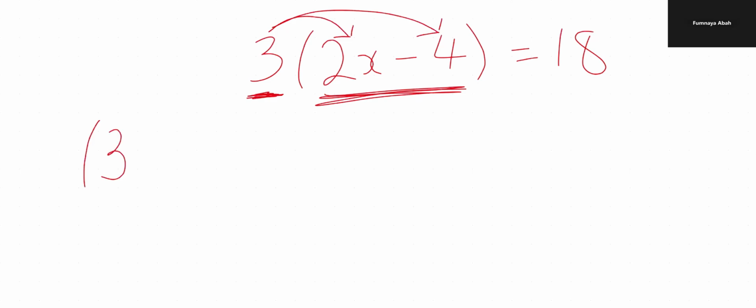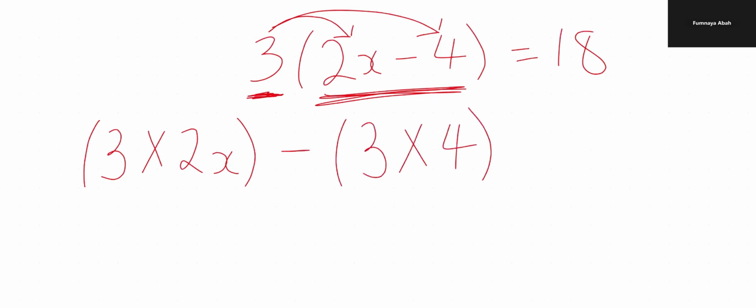So we can say 3 times 2x, and then minus, because minus follows afterwards. And then 3 will now multiply the second term in the parentheses. So we can say 3 times 4. And the whole of this is equal to 18. So let's simplify this. 3 times 2x, if we work that out, is equal to 6x.